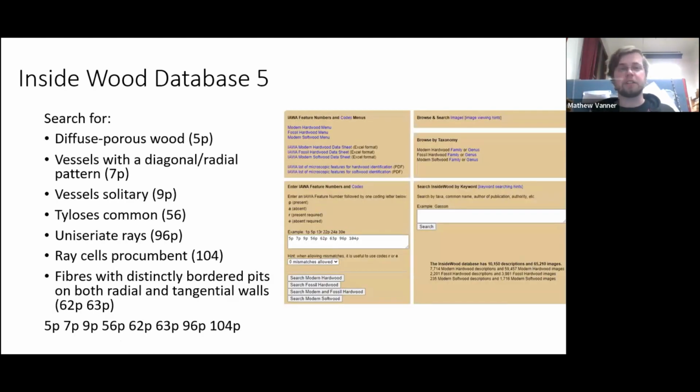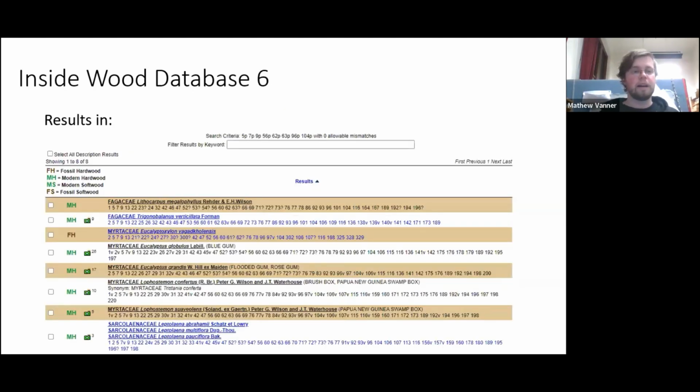So a search on the Inside Wood database for a diffuse porous wood with vessels in a diagonal or radial pattern, which are also solitary, tyloses common, uniseriate rays procumbent, and fibers with distinctly bordered pits on both the radial and tangential walls, basically looks like this on the database. And when you click the 0 mismatches allowed and then hit the search modern hardwood button, you come up with 8 samples, 8 possible species which this sample could be related to.